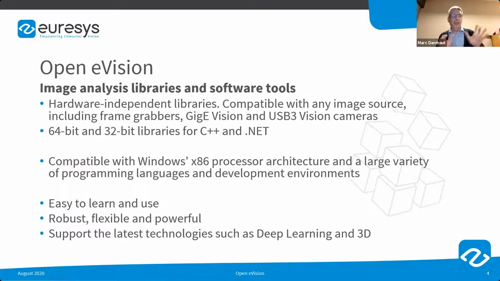We focus on helping our customers integrate our libraries into their application. So our libraries are well documented, they are easy to use, they are easy to learn, and they are robust and flexible. We have been developing them for so many years now. We have sold in excess of 300,000 licenses worldwide. So imagine the inspection machines that run Open eVision today. And we support the latest technologies, 3D, I've talked about it, and today we talk about deep learning.